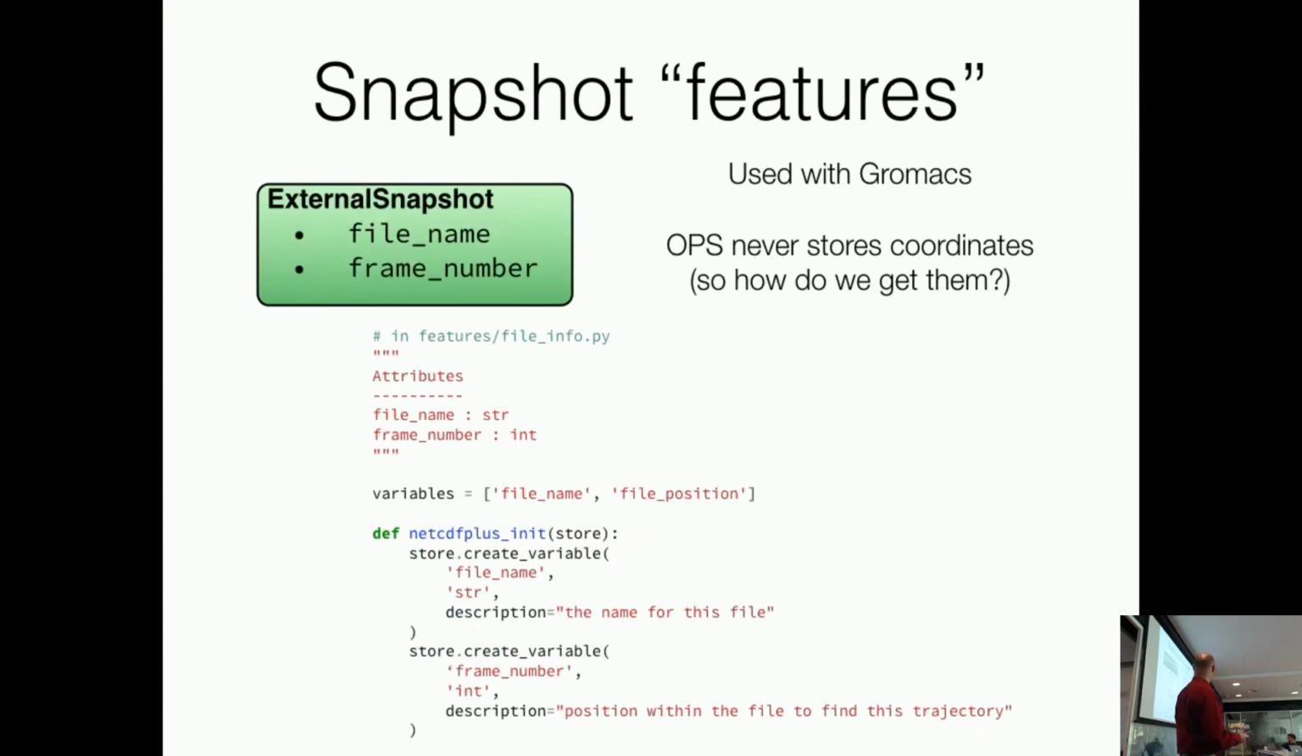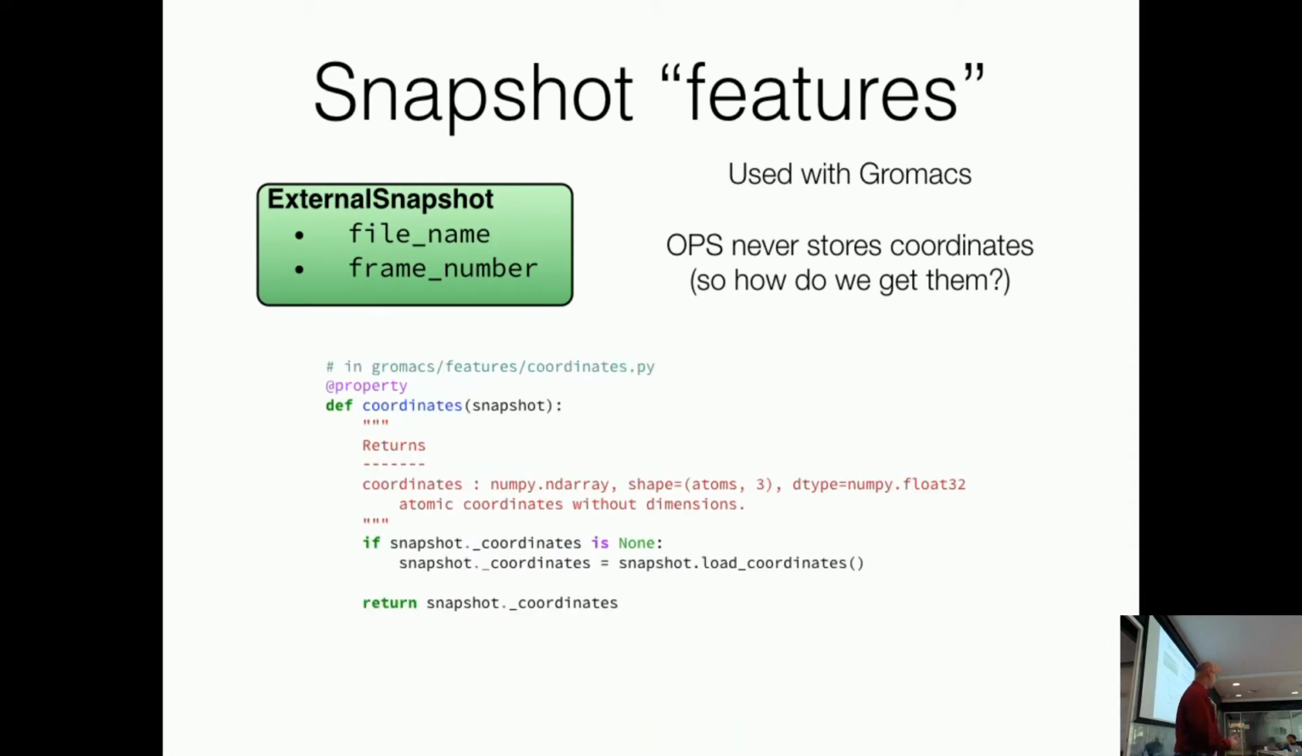So yet another way to do this, where again we'll use a property to get things, is the external snapshot, which is what we used with Gromacs. In this case, the OPS storage, the netcdf file that OPS uses, never actually stores the coordinates at any time. Those are in external files. And so you need the file name and the frame number. The snapshot itself only ever stores the file name and the frame number within that file that this snapshot is associated with.